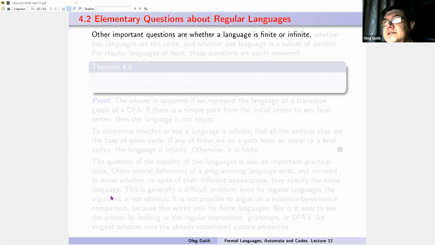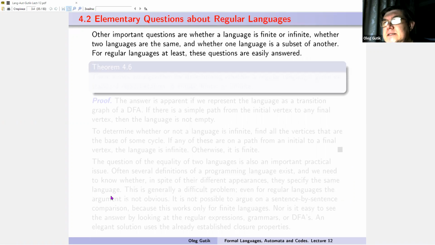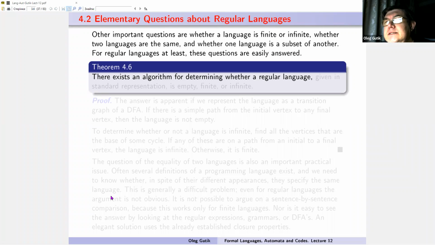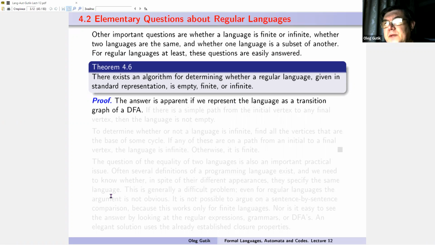Other important questions are whether a language is finite or infinite, whether two languages are the same, and whether one language is a subset of another. For regular languages, at least, these questions are easily answered. Theorem. There exists an algorithm for determining whether a regular language given in a standard representation is empty, finite, or infinite. Proof.